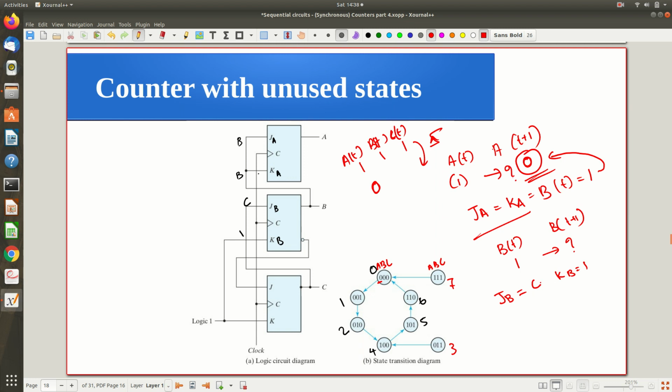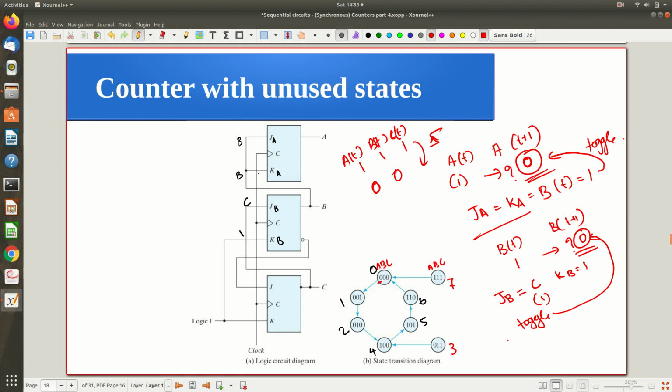JB is equal to C and KB equal to 1. So what is your C? Currently the C bit is 1. Okay, so in effect we are getting toggle again. And this toggle says that this 1 should be changed to 0. So here also this says the toggle. So the toggling is happening, and this bit is also changing to 0.